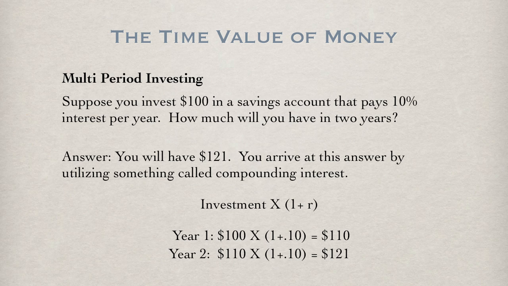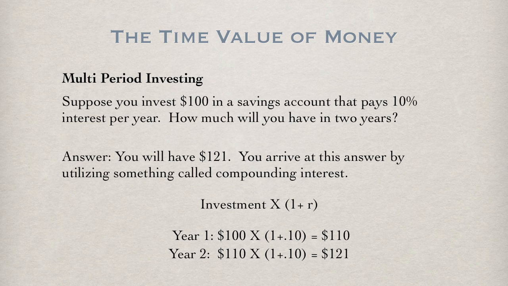The next concept we need to consider is one called multi-period investing. Multi-period investing takes into account an investment made today for a time period of more than 1 year. In this case, let's consider the same $100 invested at 10% interest, but our investment stays in our savings account for 2 years rather than 1 year. How much would we have at the end of the second year?